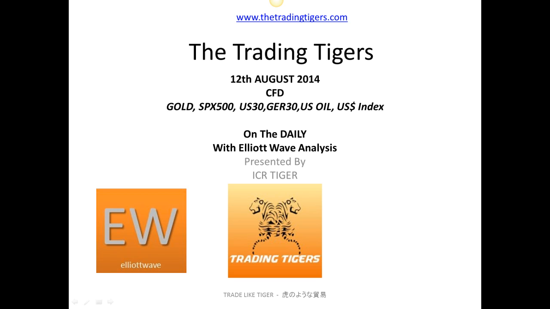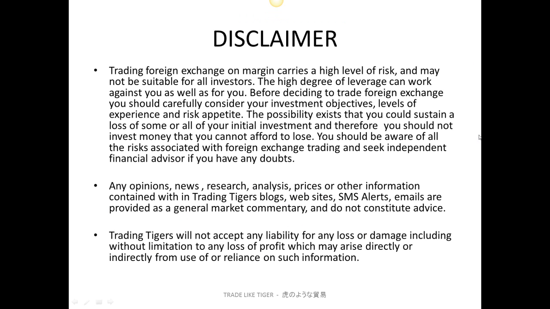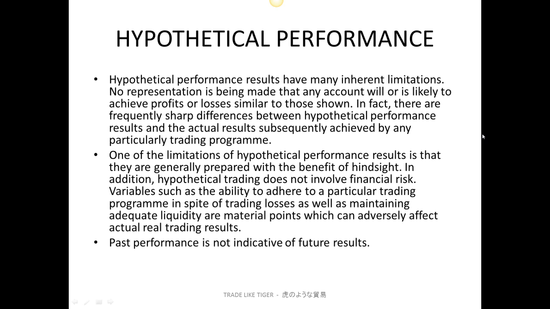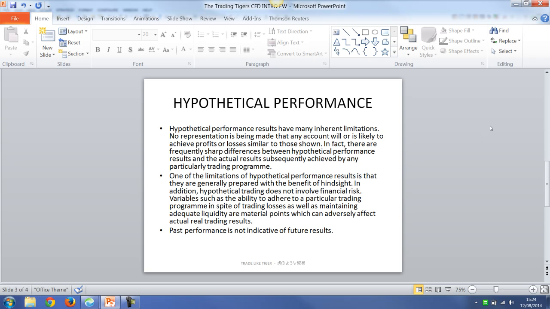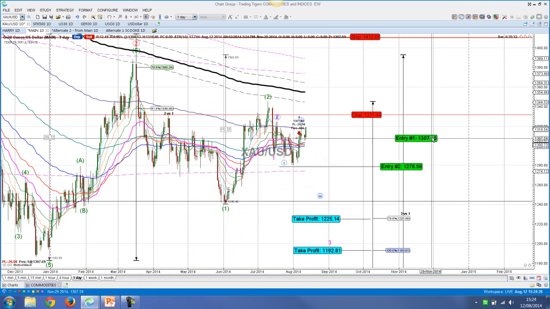We're looking at the CFDs GOLD, SPX500, US30, German 30, USOil and the USDollar Index, all on the daily chart with Elliott Wave Analysis. Before we start, please go through the disclaimer, stop and read at your own leisure, as well as the hypothetical performance. Okay, fine, so let's go to the charts.